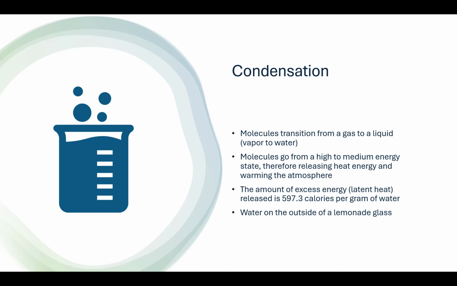Condensation, next phase change. This occurs when molecules transition from a gas, that water vapor, to a liquid. So going from that water vapor to a liquid or water, molecules go from a higher energy state when they're a vapor or a gas to a medium energy state as a liquid. Therefore, that releases heat energy and warms the atmosphere further. The amount of excess energy or latent heat released is 597.3 calories per gram of water.